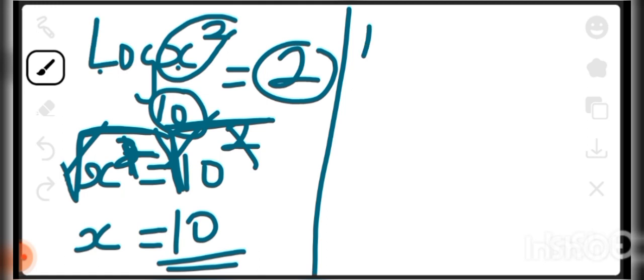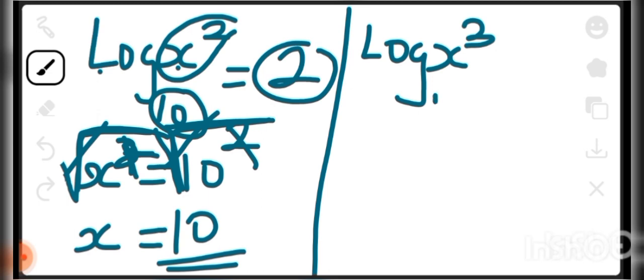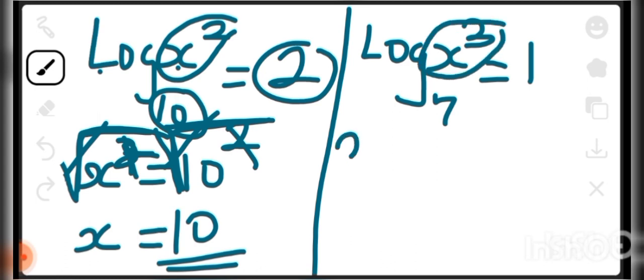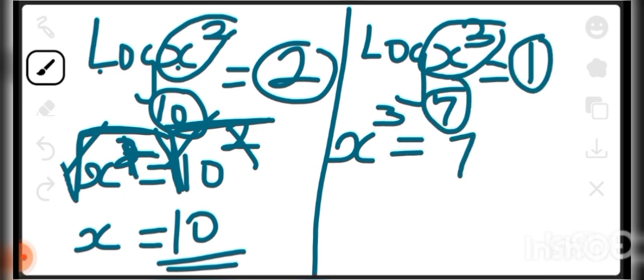So let me look at this. Log s cube to base 7 is equal to 1. What will be our x? Remember, what you have here as the log, which is s cube, must be equal to this base, which is 7, raised to power anything you have here, which is 1 now. So s cube is equal to 7 raised to power 1, it will give us what?